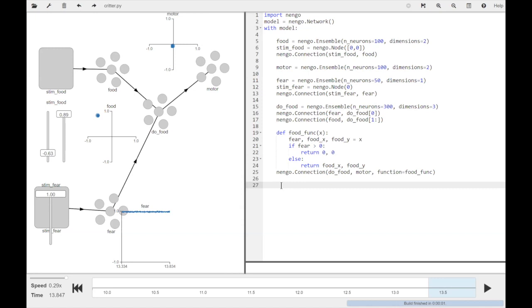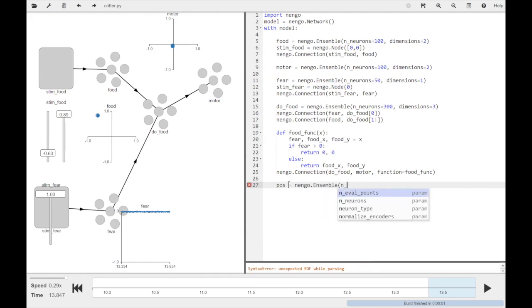So let's build one. The reason integration makes a lot of sense for keeping track of position is that if my motor command is some sort of velocity signal, then the integral of my velocity signal should be my position. So this seems to be exactly what we want. All right, so we're going to make a group of neurons to represent position. Because I want this to be fairly accurate, I'm going to increase the number of neurons a bit. We do know that it is going to be two-dimensional.